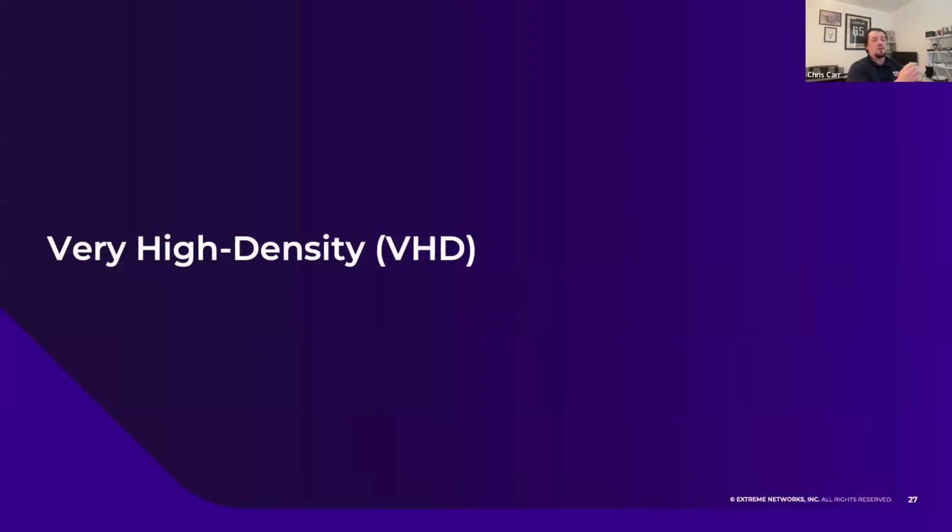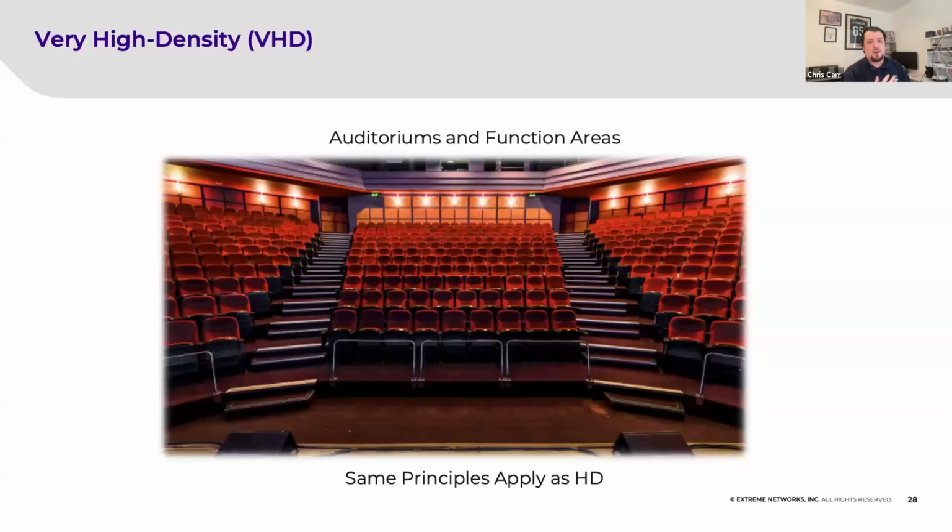Right, let's speed things along. That was the majority of the high density piece there. So now what you'll see in very high density, where we talked about auditoriums and function areas, guys, it's almost exactly the same. It's the same considerations, just at a larger scale, where we need to think about potentially AP locations a bit more, but we're going to cover a bit more on AP placements in ultra high density.